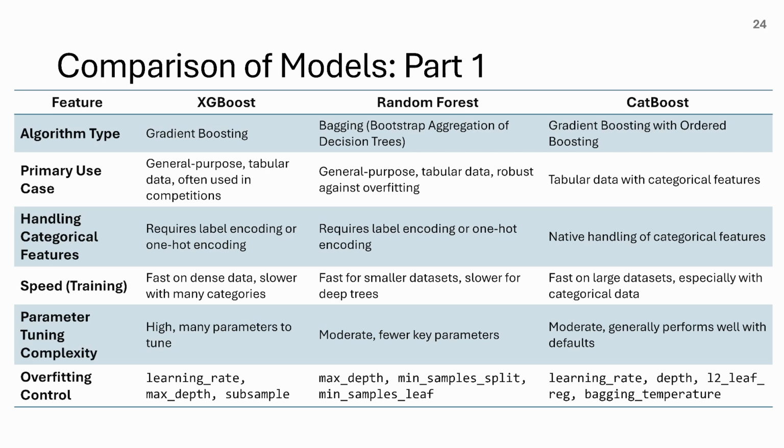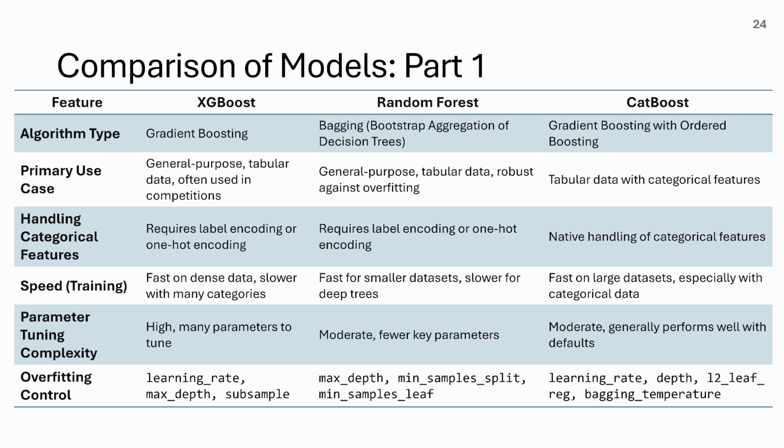CatBoost, like XGBoost, uses gradient boosting, but it uses ordered boosting, and this approach is optimized for handling categorical data, making it more efficient for datasets with mixed features. And the primary use case for all three models: XGBoost is well suited for high accuracy and structured tabular data and is frequently used in data science competitions where precision and control are critical.